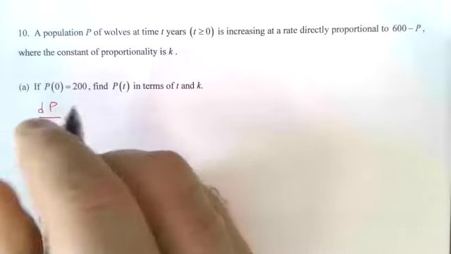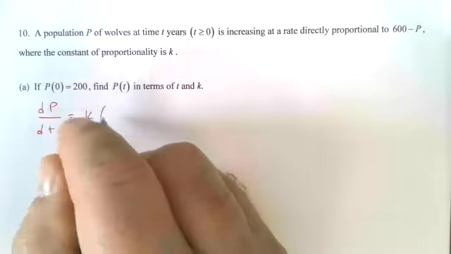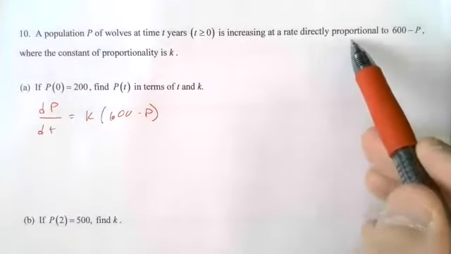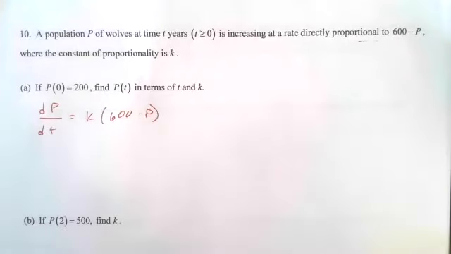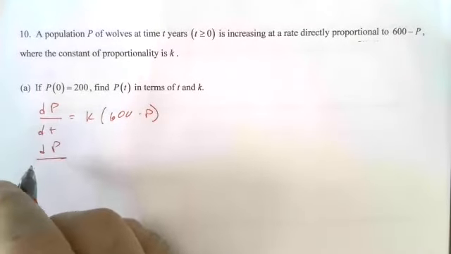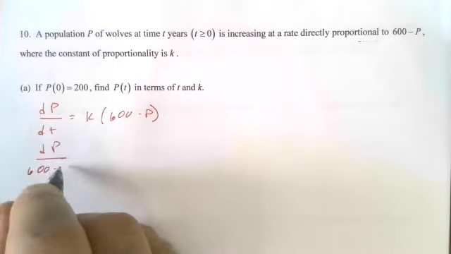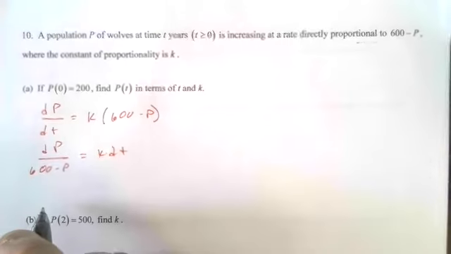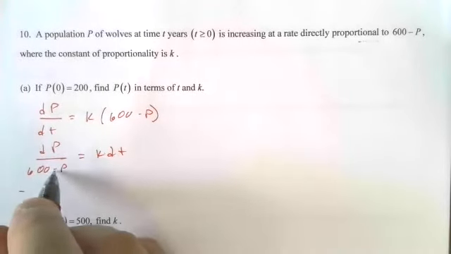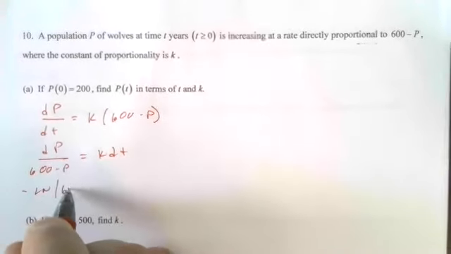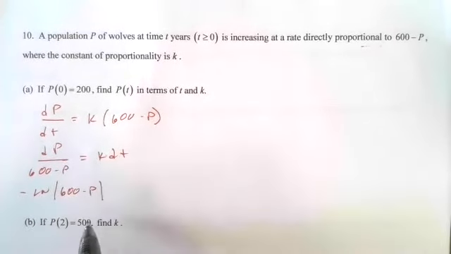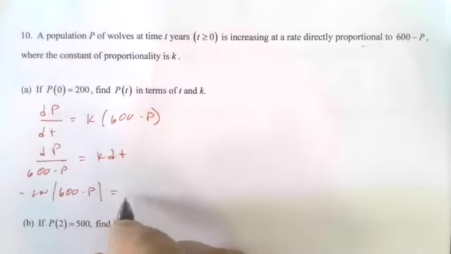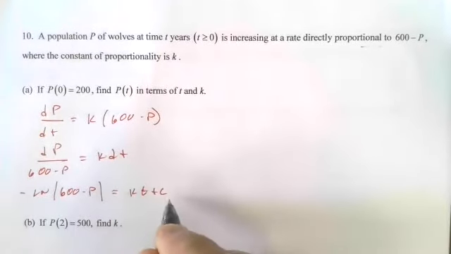dP/dt equals some k times 600 minus P. All right, proportional, some k. That's it. dP over 600 minus P equals k dt. Nice, we don't have to do partial fractions. Negative, because of chain rule, ln of 600 minus P. I thought you said we didn't need absolute values. We don't. t is greater than 0, so I'll throw it out in a minute. Equals kt plus c.